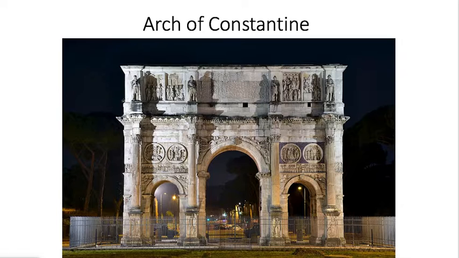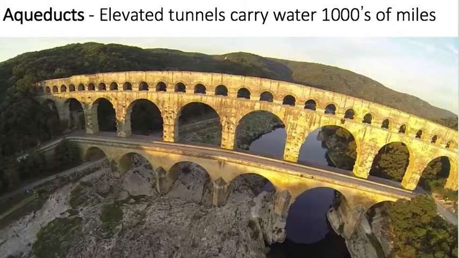And another big innovation that they're able to create with the arch, remember, one innovation builds another one. Concrete enables them to make the arch. The arch allows them to build aqueducts. Aqueducts are these elevated tunnels that carry water thousands of miles across their empire. They're able to bring water from freshwater springs not only to Rome, but to their cities throughout their empire.